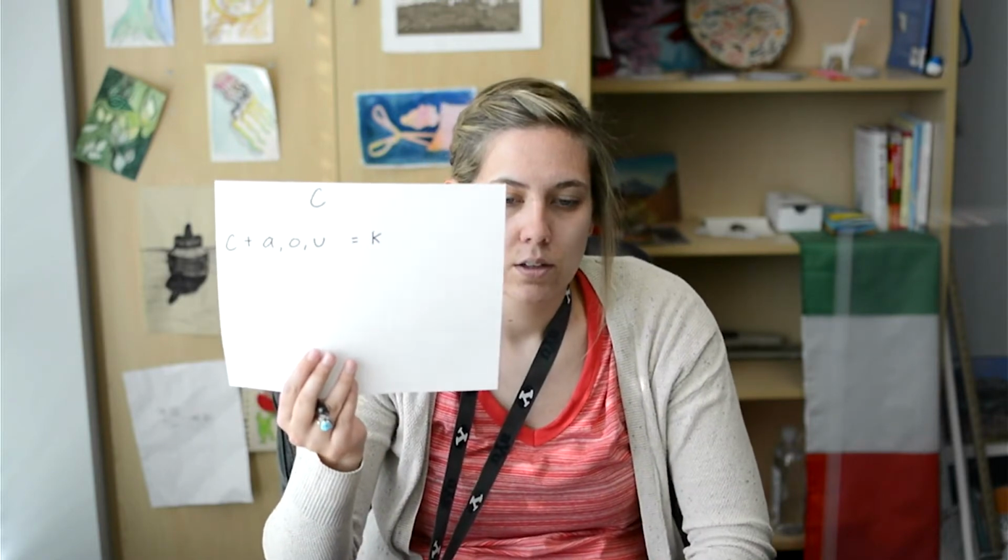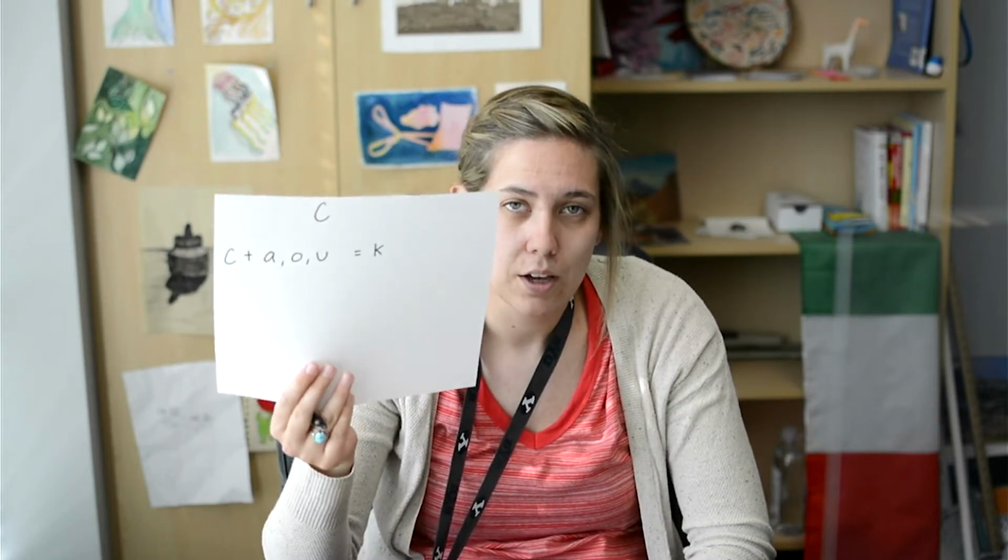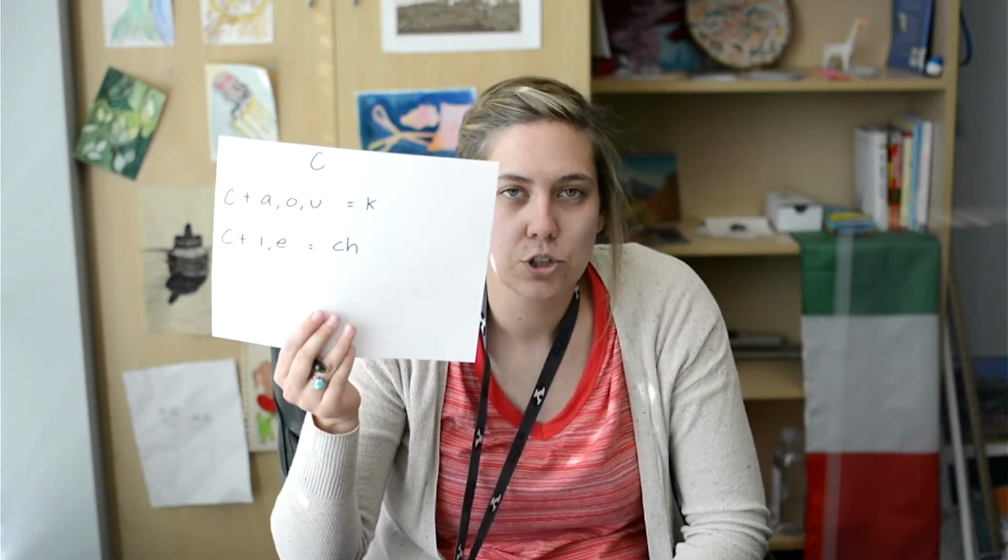C plus A, O, or U makes a K sound when it's just on its own with those letters. C plus I or E makes a ch sound. So, what does that mean? I have some example words for you, and then we'll move on to the next little part.